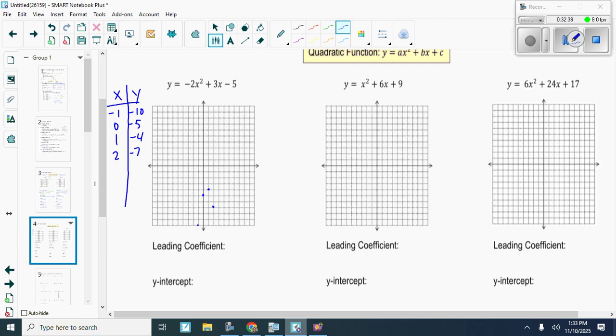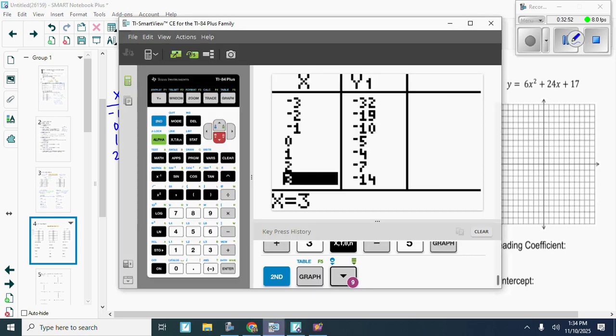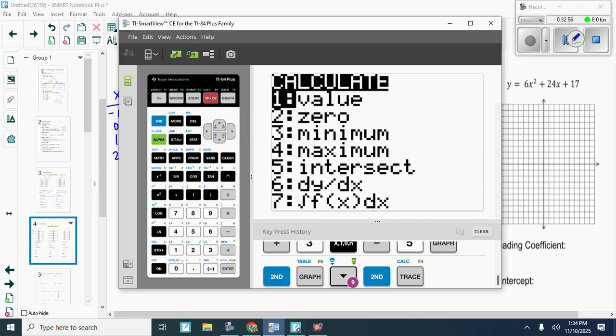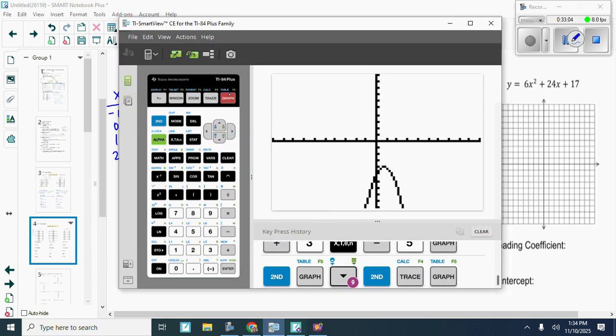One of the things, guys, when we do a parabola that you will need to graph is to have the minimum or the maximum. You can do that with your calculator, exactly. So head back over, and you're going to do second trace. That's how you calculate it. Is this parabola a minimum or a maximum?